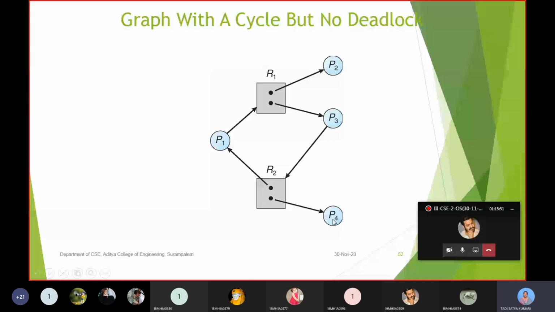So if P4 completes execution, it will release the resource R2, and which can be allocated to P3. So even though P3 is requesting, it is not immediately allocated, because the 2 instances of R2 are already allocated to P1 and P4. But here, even though there is a cycle, sometimes there is no chance of occurrence of deadlock, because if P4 completes execution, it will release this particular R2 instance, and this will be allocated to the requested process P3. So even though there is a cycle in the graph, there is no chance of occurrence of deadlock here. Okay.